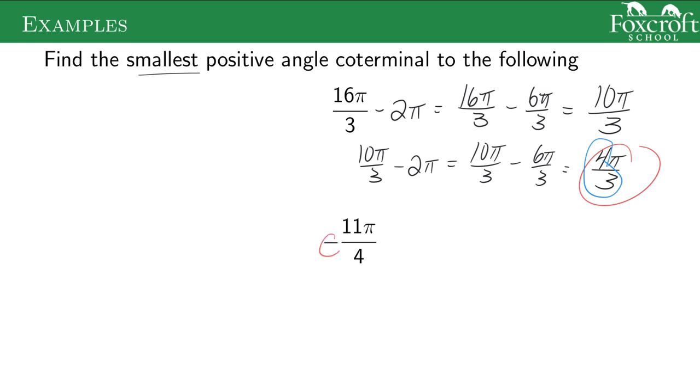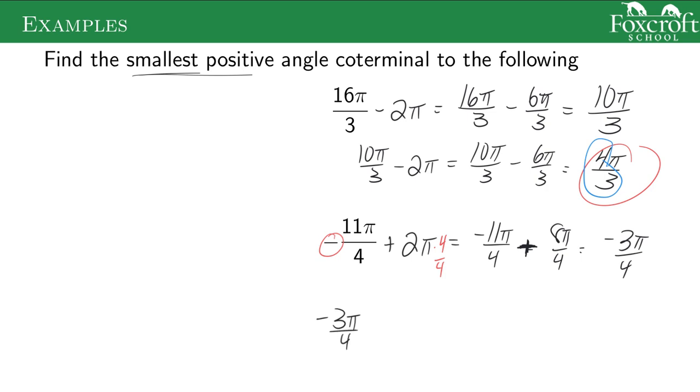The other thing is we could have a negative angle. Negative angles, if you keep subtracting 2 pi, are going to give more negative angles. So instead we add 2 pi, so we're going backwards towards a positive angle. In this case, we need to multiply the top and bottom by 4. That's going to give us 8 pi over 4. This is negative 3 pi over 4. Again, this is not enough because I still have another negative angle. I want to find the smallest positive angle, so I add another 2 pi to it.